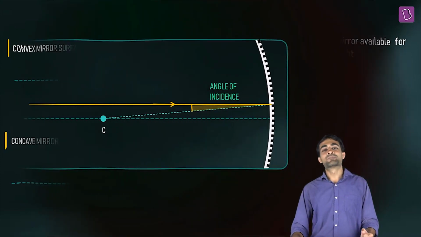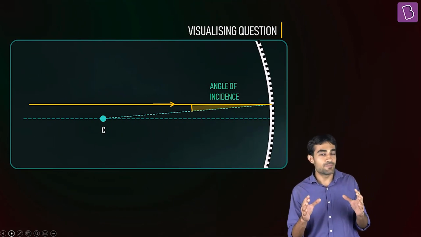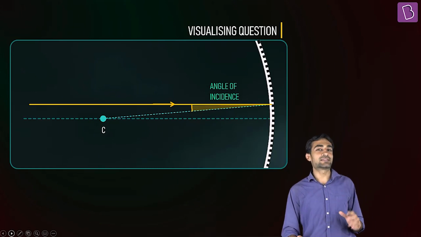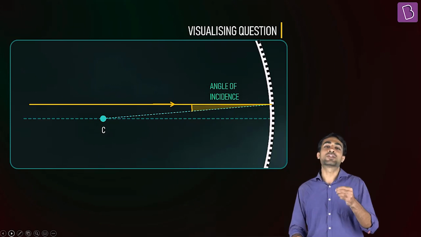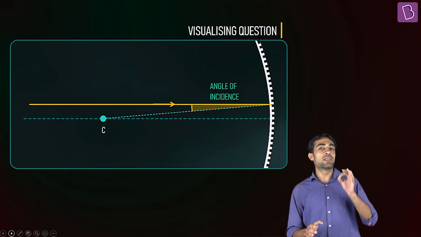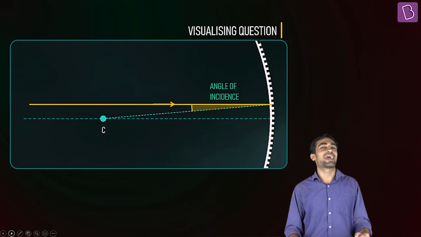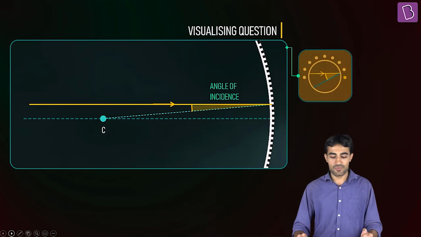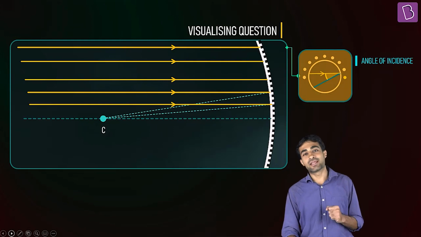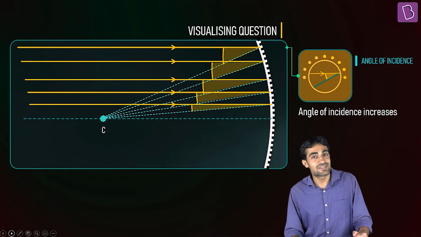Before that, let me show you why the aperture has a significant role when we want to converge the light beams to a single point. Let's say we have angle of incidence as the angle between the incident light ray and the normal. And all the normals of this mirror will pass through the center of curvature. Can you imagine that? So this is the angle of incidence between the light ray and the normal. Now, let's talk about different light rays. You can imagine we have different angles of incidence.